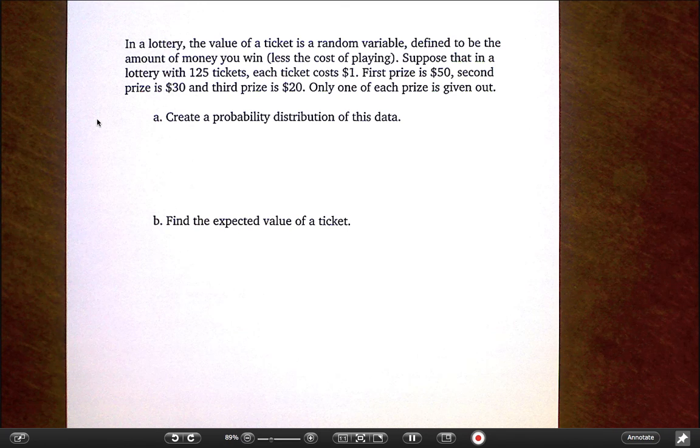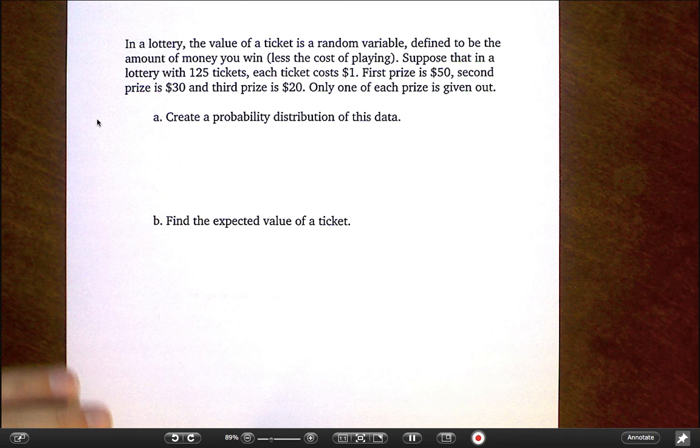Hi everyone. I wanted to do just a quick follow-up on yesterday's lesson on probability distributions. So this is an example. This is not in your notes. Actually, I took this out of the textbook. If I had assigned you the homework from the textbook yesterday, this would have been one of your problems. So I'm going to work through this one with you. You can follow along. If you want to write it down, you're welcome to.